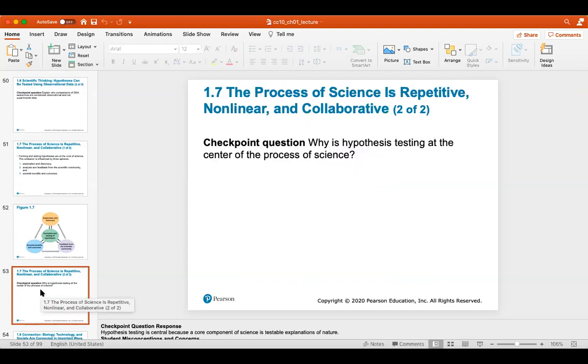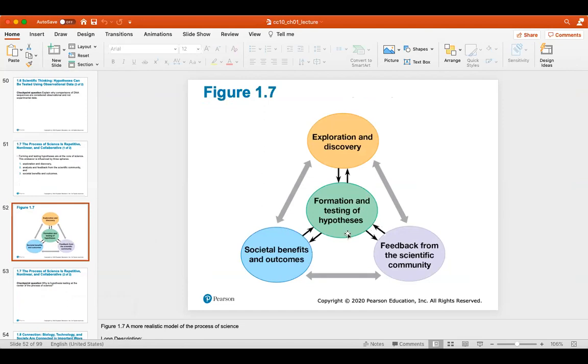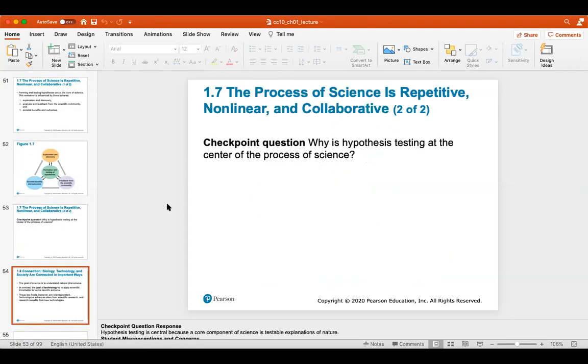Why is hypothesis testing at the center of the process of science? It's central because a core component of science is testable explanations of nature. So remember, the main thing that a hypothesis must be is it must be able to be tested. And that makes sense. If you're going to make a prediction to a problem, you have to be able to test your prediction to see if it's true or not.